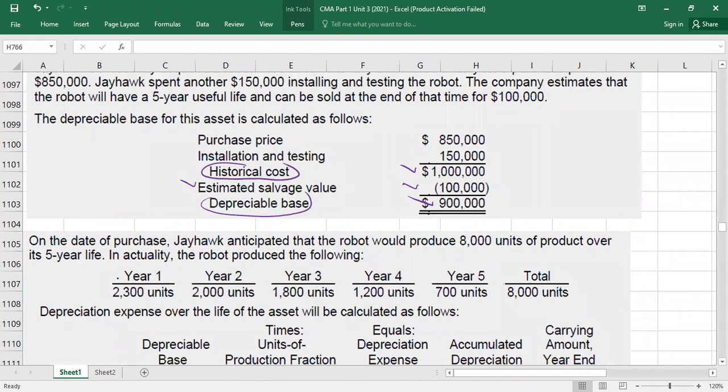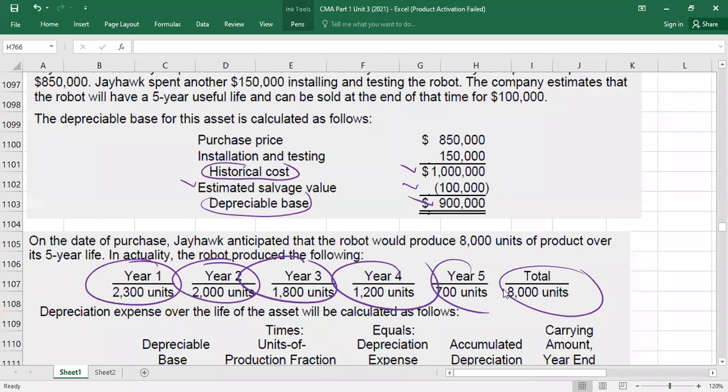And we have here additional data. We have data in year 1. This is your actual production of year 1. We have produced 2,300 units. In year 2, how much? 2,000 units. In year 3, 1,800 units. In year 4, 1,200 units. In year 5, 700. So just you will make the total. Expected is the same, but this is the actual production in each year.